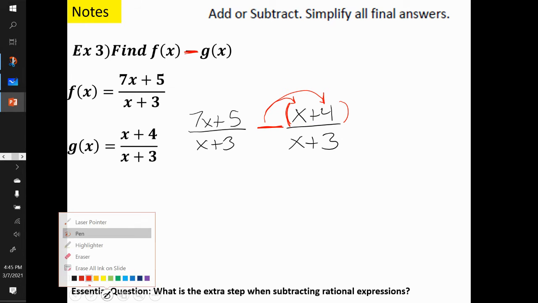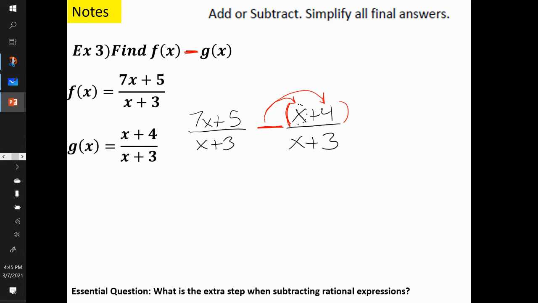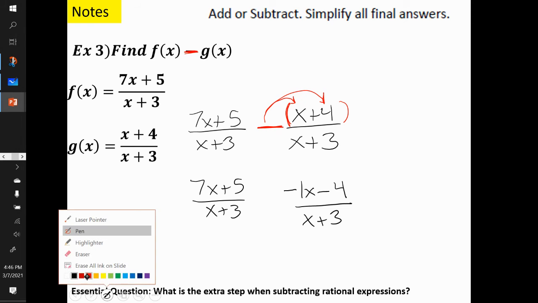So it was a positive 1x. Just write this back down. So it was a positive 1x. Now, since we distributed that, it's going to be a negative 1x. And it was a positive 4. Now it's going to become a negative 4. And we're going to keep it over that x plus 3. So just think we got to do the opposite of just the tops of the other one.